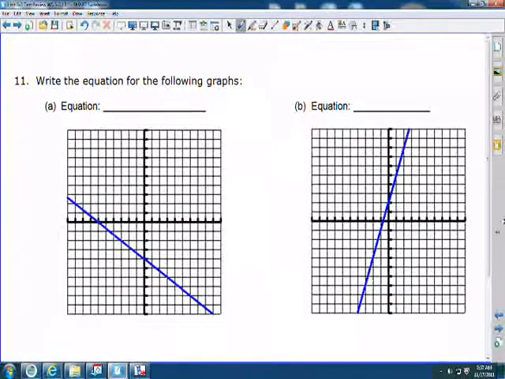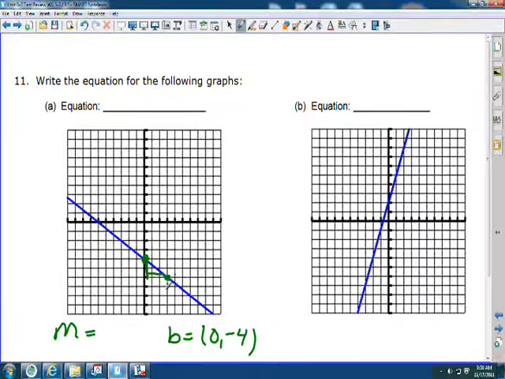Number 11 wants to know the equation of this line. The first thing, I know I need to find my slope and my y-intercept. My y-intercept right here, 1, 2, 3, 4, is 0, negative 4. Now my slope, my line is decreasing, so my slope is going to be negative. Let's see, if I go down 1 and over 1, not quite there. If I go down 1 and over 2, it's too far. So if I go down 2 and over 3, it looks like it hits.